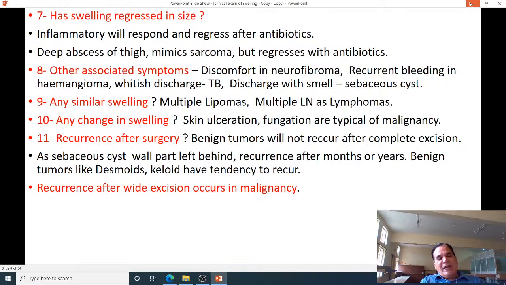a history of regression with antibiotic. The doctor gave medicine and it reduced a little. If you get this in Hindi, in Hyderabad, you are happy. It is abscess. Now, other symptoms.